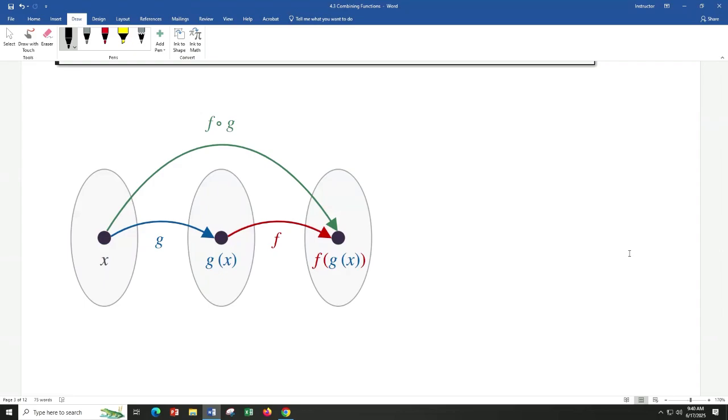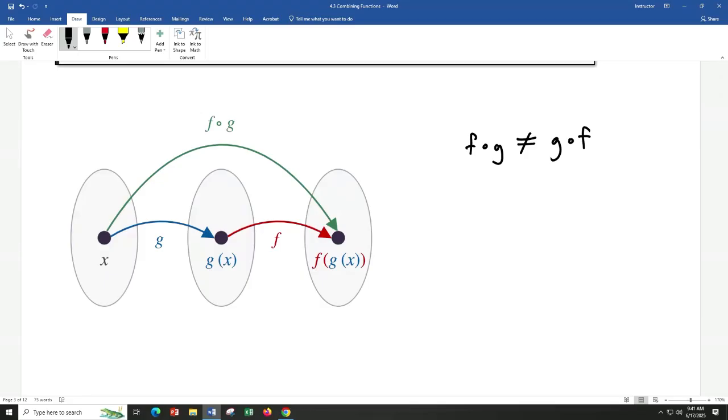Let me go with the definition. Let me finish up a definition here. Important: f of g is not equal to g of f. Okay? They do not work backwards and forwards. Okay? You will see that.